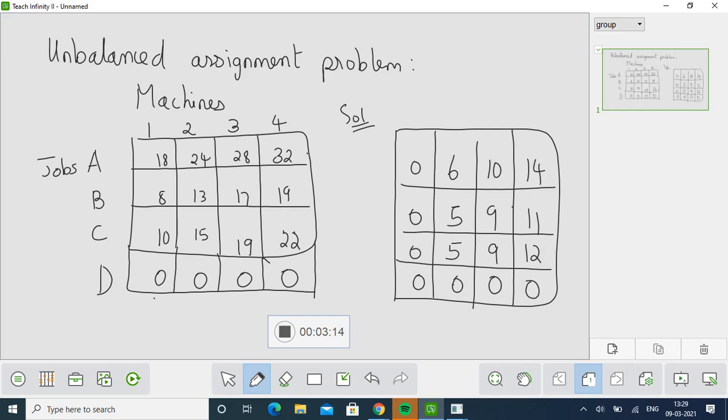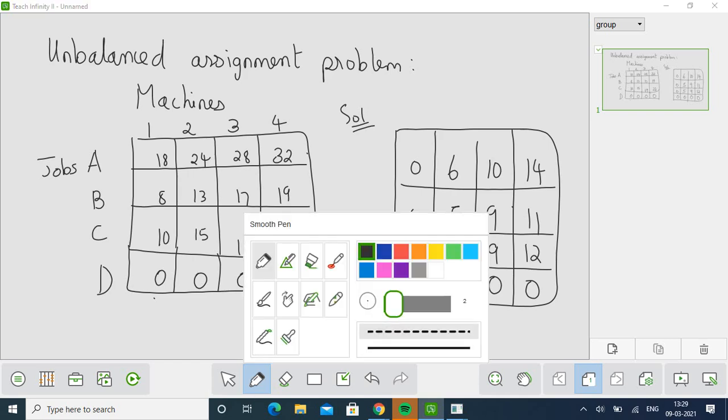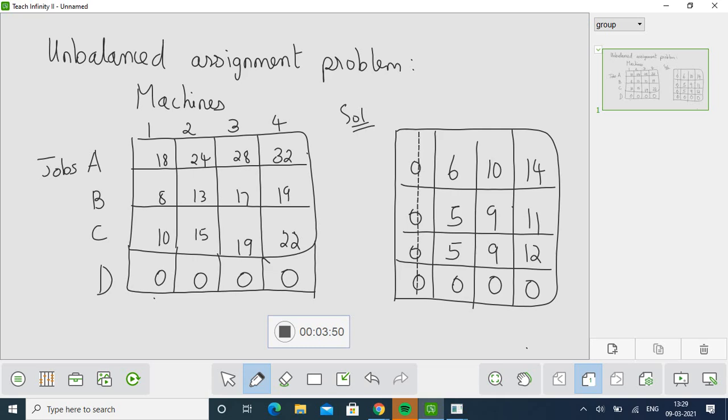Now since we have done this, you can clearly see we are not able to allocate one 0 from each row and each column so that we can proceed with our solution. So degeneracy occurs. Since degeneracy occurs, what should you do? We cover all the zeros by the minimum number of straight lines. So you can cover this and you can cover this.